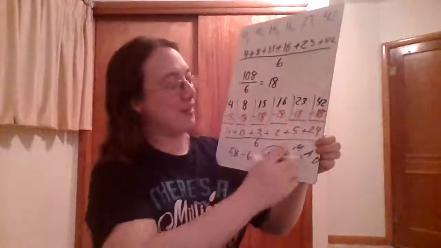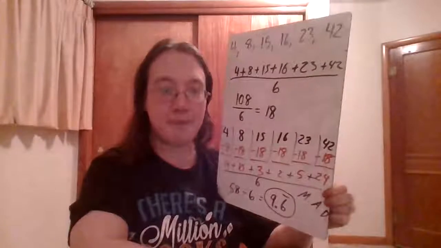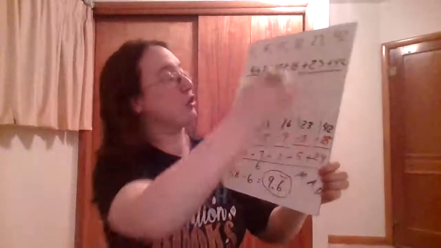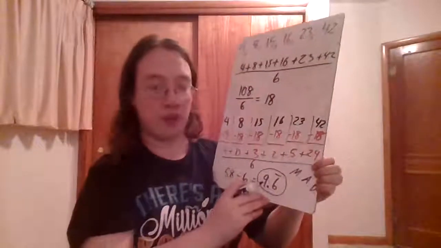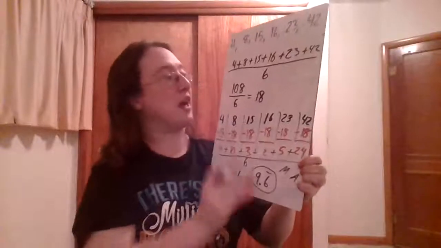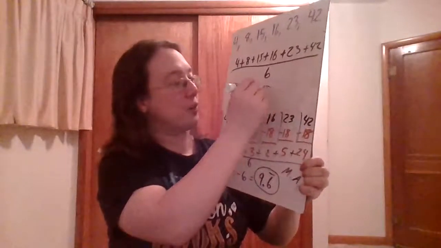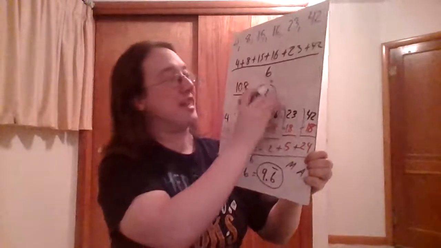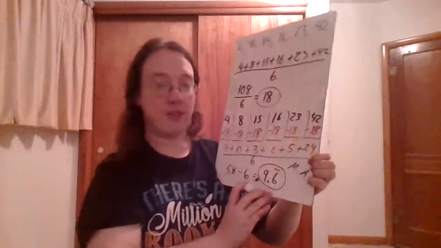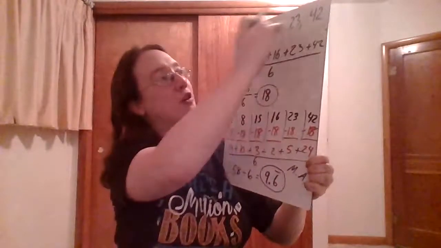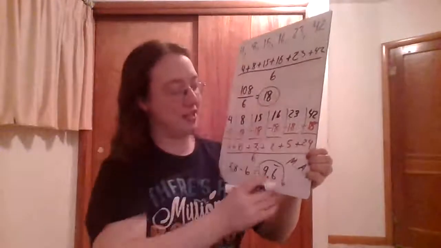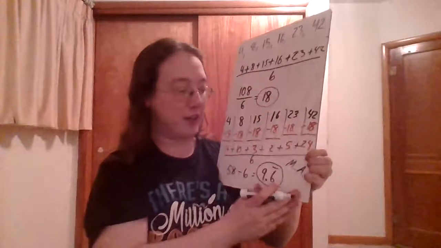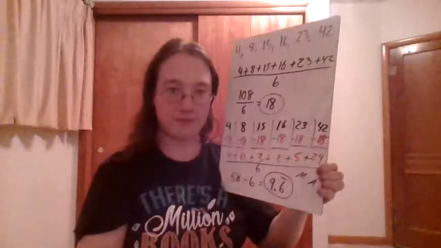Okay, so that's our mean absolute deviation, and what that means is, on average, our numbers are 9.6 repeating away from that 18. So the average distance away from that 18 is 9.6. Now you may notice up here we have some that are above 18, some that are below 18, but on average they're 9.6 away. Cool.